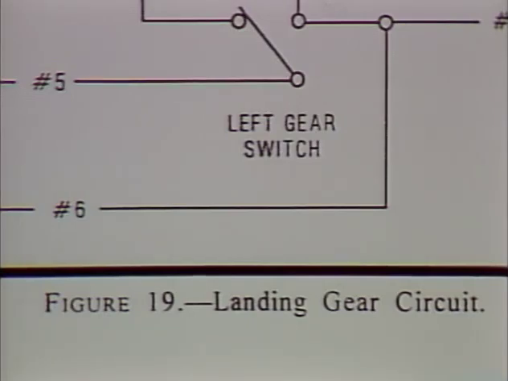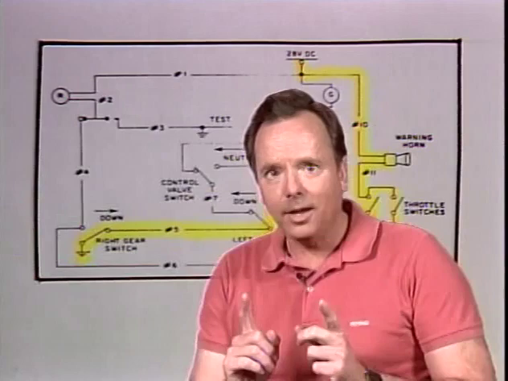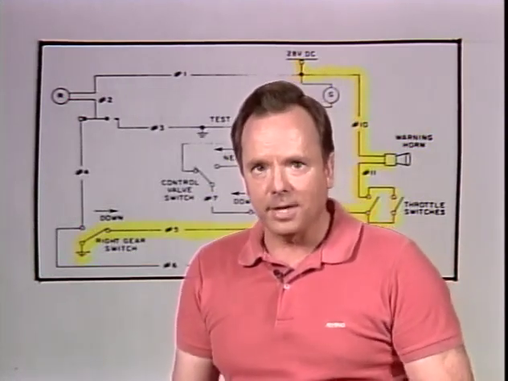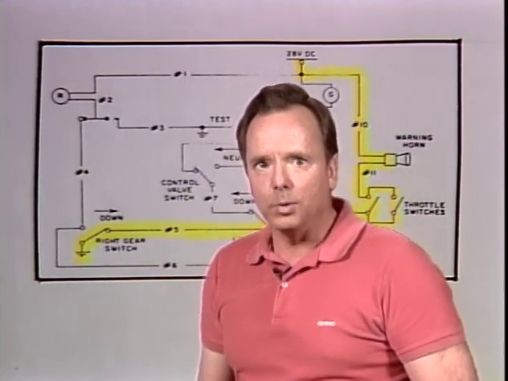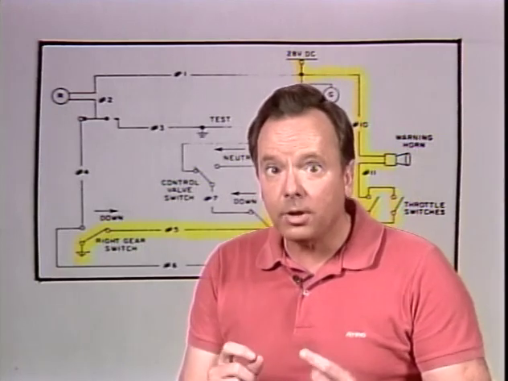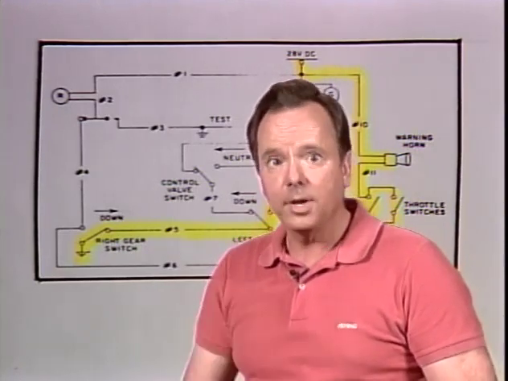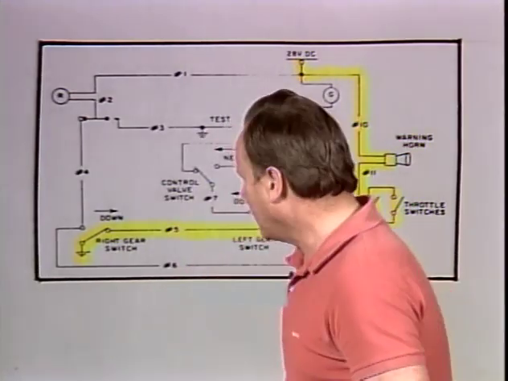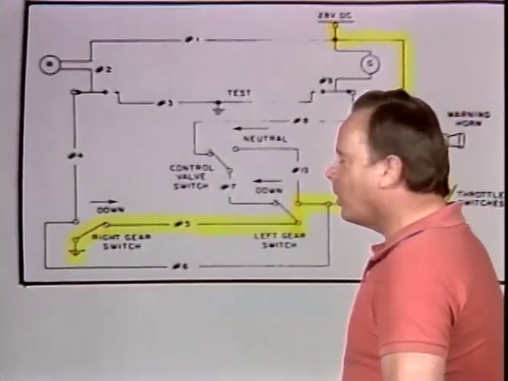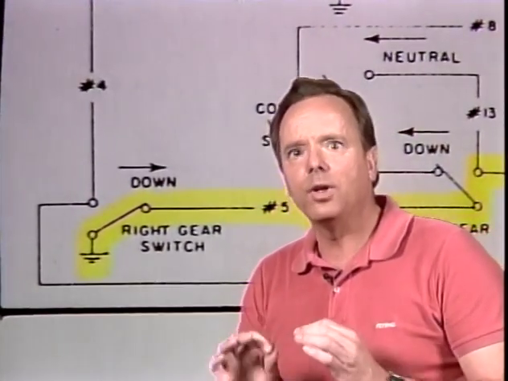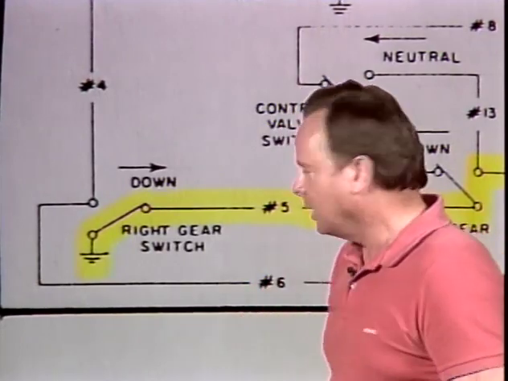Now let's take a look at figure 19 and some questions you're going to be asked about figure 19. Here's an answer to one of the questions. Let's follow it through and see if we can make some sense out of it. The answer is, the condition which will provide a ground for the warning horn through both gear switches when the throttles are closed is only the condition when the left gear is up and the right gear is down. Now, there are other ways for the warning horn to sound, but this is the only way that it uses both gear switches. Let's take a look at it.